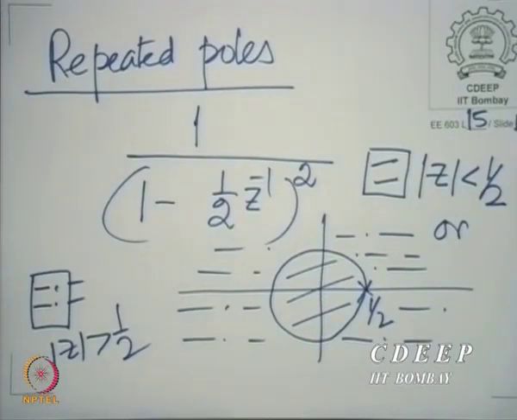And we need to be able to find the corresponding sequence for each of these regions of convergence. Now, we can do it in two ways. We can either treat 1 by 1 minus half Z inverse the whole squared as a product of two Z transforms, each of which is 1 by 1 minus half Z inverse. But this is specific to this case. Suppose you had 1 by 1 minus half Z inverse the whole to the power 6. What exactly would you do? So we need to evolve a general strategy.